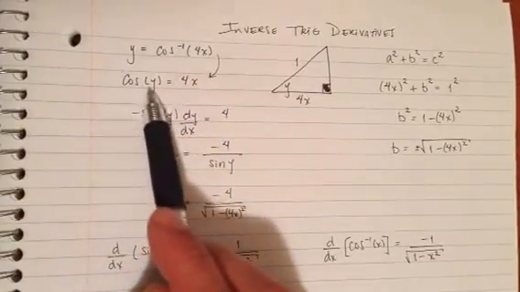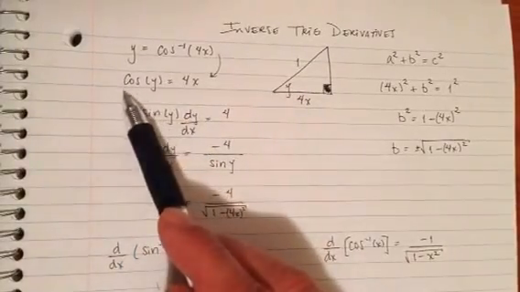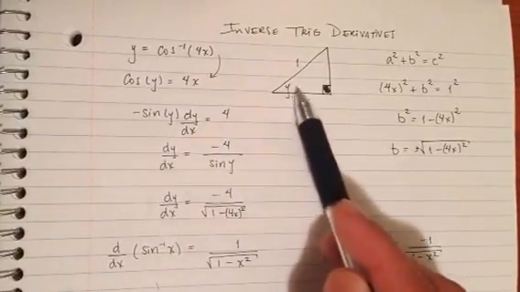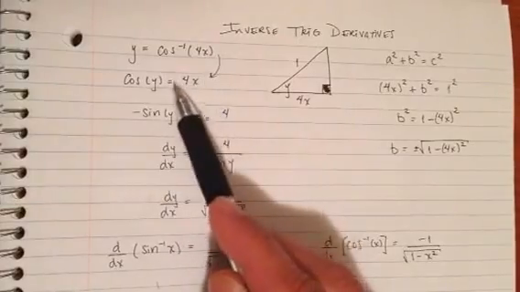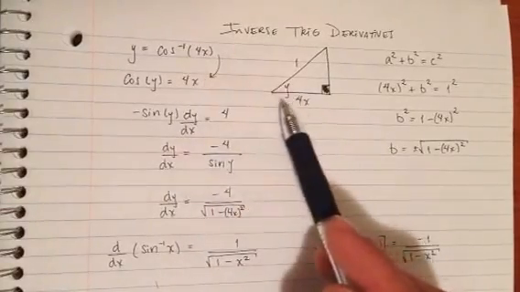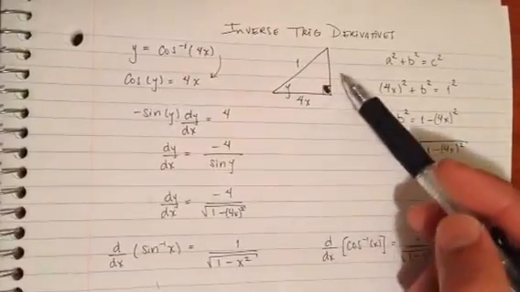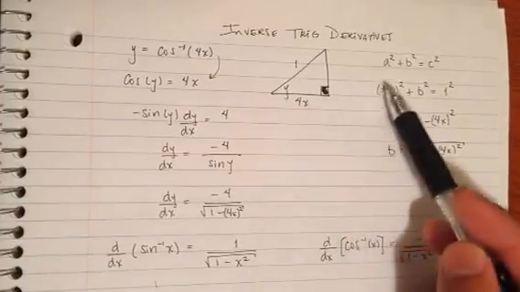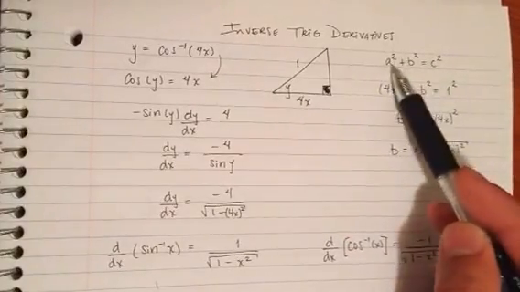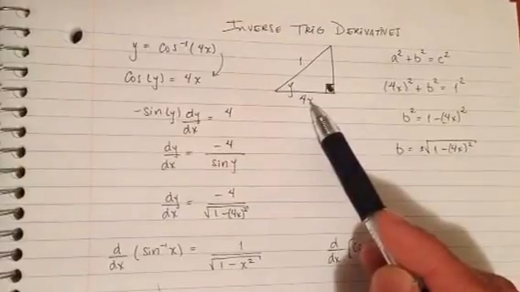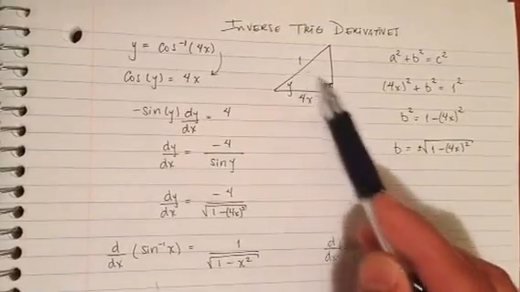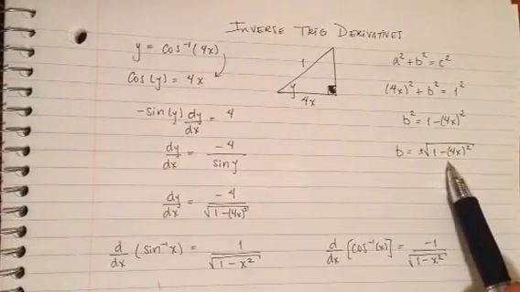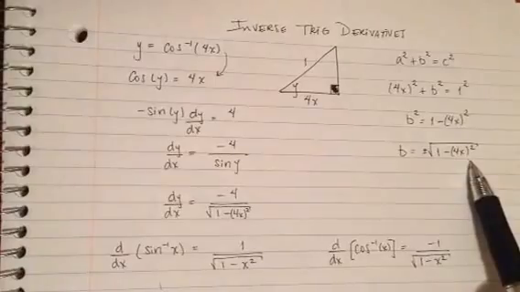Now this is something I understand. If I make a right triangle, cosine of this angle, so y is the angle, is equal to 4x. Cosine is adjacent divided by hypotenuse. Now all I need is this side right here, which I don't know. How do I figure that out? We use our Pythagorean theorem: a squared plus b squared equals c squared. You have your a, this is your b, this is your c. You solve it and you end up with b is equal to plus or minus the square root of 1 minus 4x squared. I just left it like that, unsimplified.